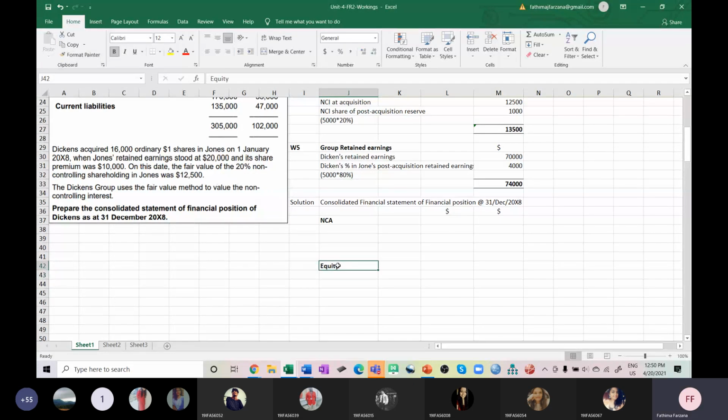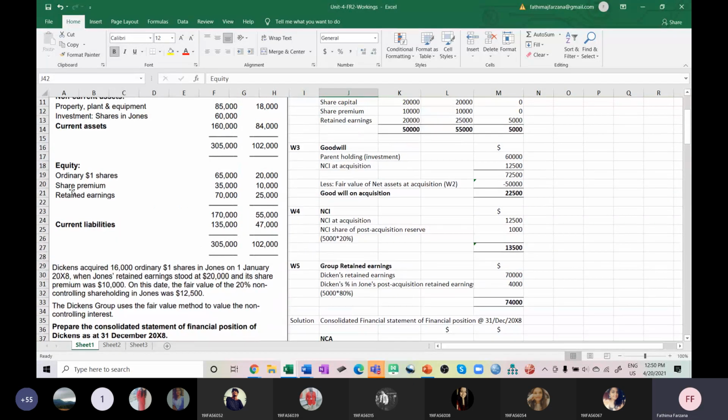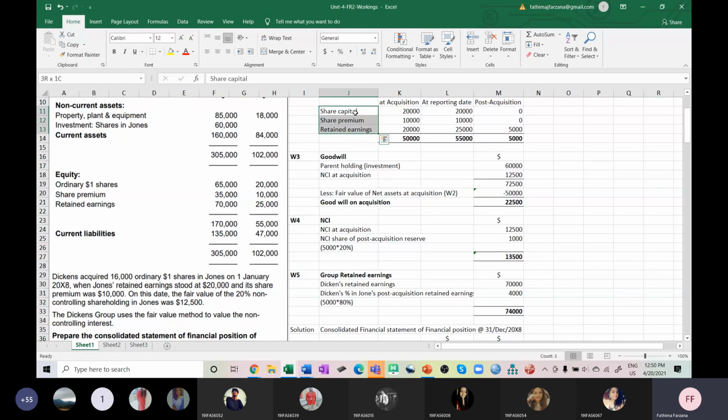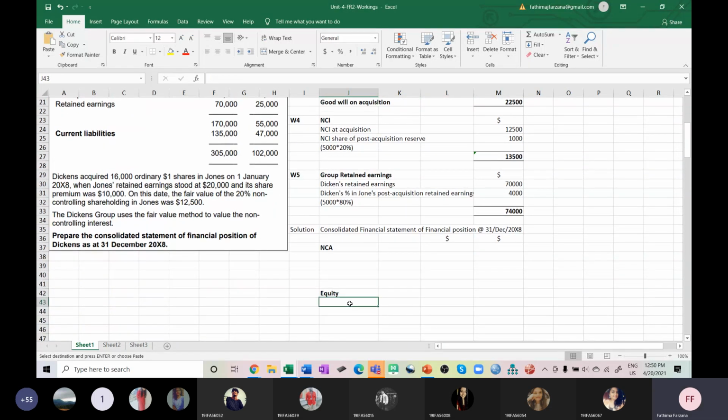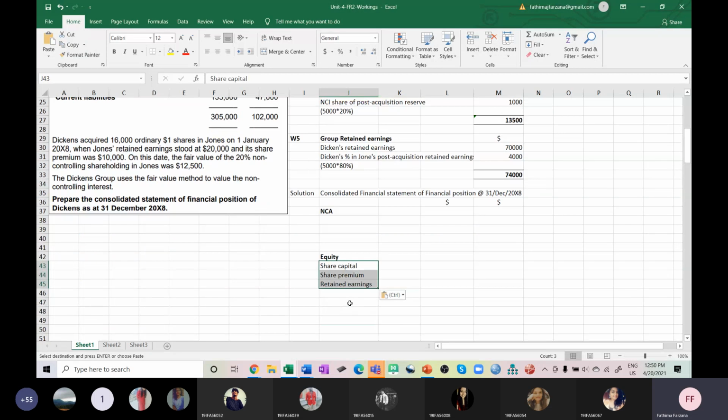Coming to equity, what are the equity parts I have here? I have ordinary shares, premium, retained earnings, and I may have one more. So the same as what I typed here, I'll copy paste. Capital, share premium, retained earnings, and one more, that is non-controlling interest, will come here. Then I have current liabilities. Put CL, you write current liability properly.